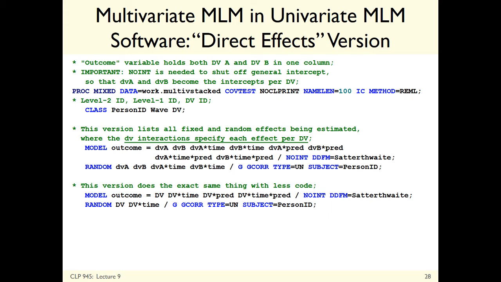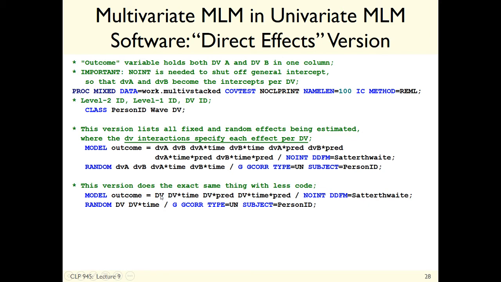I've replaced the switches with DV, which is on the class statement. When variables are on the class statement, SAS does the dummy coding for you. And the last one is the reference when you have an intercept in the model. When you take out the fixed intercept, it just makes two effects instead. So it does the exact same thing as the longer code up above here.